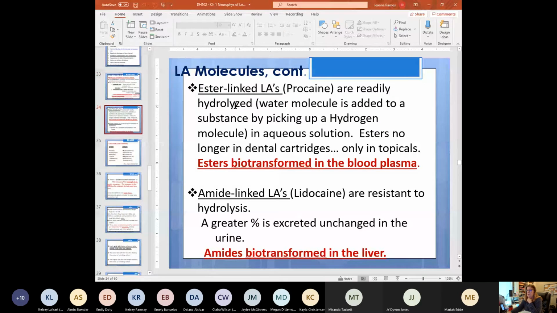So ester linked local anesthetic molecules, those that are ester linked like procaine, are readily dissolved or hydrolyzed, broken down in water. A water molecule is added to a substance by picking up a hydrogen molecule in an aqueous solution. That is exactly what happens when you deposit a local anesthetic. It's going to have RN and RNH positive, uncharged and charged ions of the local anesthetic. The only ones that can go through those sodium channels or get into the nerves are the base, the uncharged RN. The RNH positives are going to stay on the outside. The base form is the only thing that can diffuse.